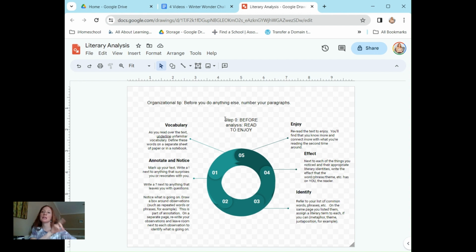Okay, I'm not going to say this is the only way to go about analyzing literature because I would be wrong, and I am not an English teacher. However, I am somebody who has taught language arts curriculum to students.